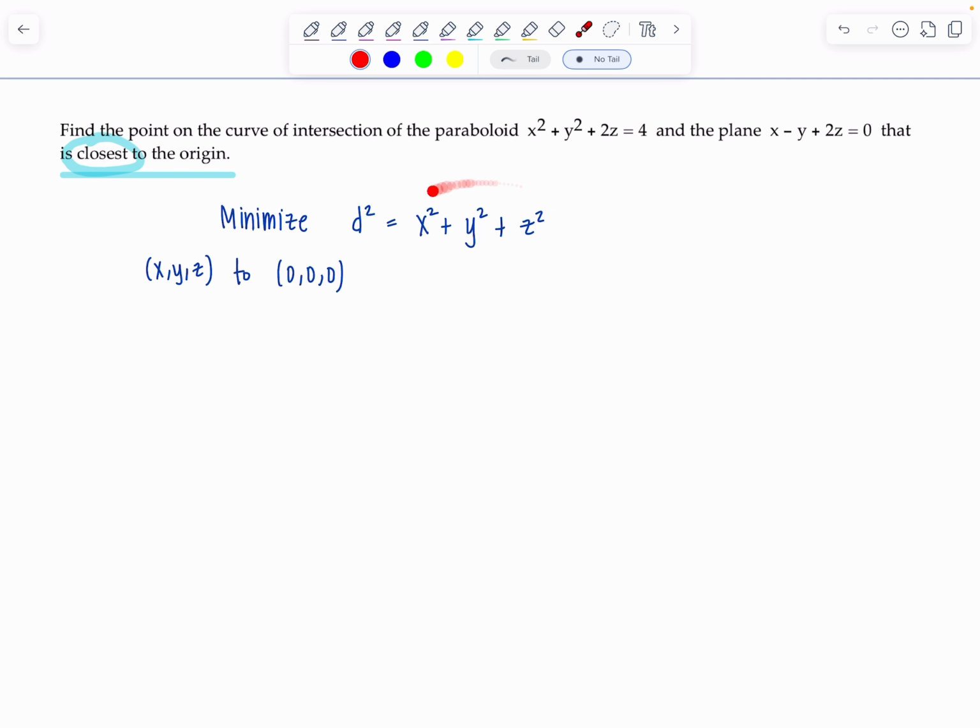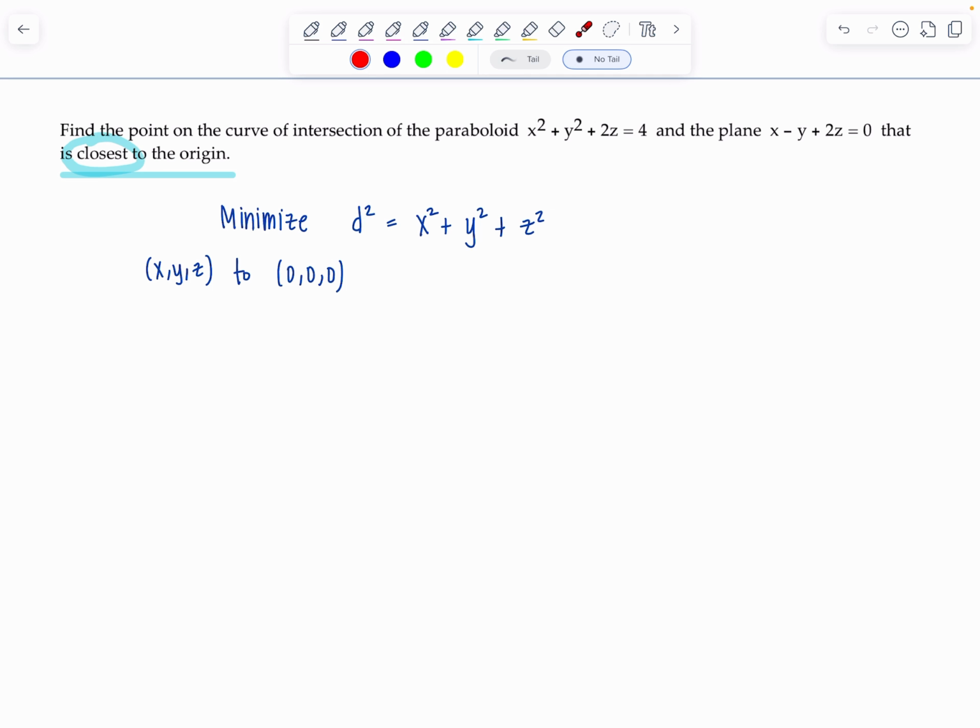So this would be my function, f. And then I would have two constraints. You could call this g and h, and you would have gradient of f equals lambda gradient of g plus mu gradient of h. And then we would have a system of 5 unknowns, right? x, y, z, lambda, mu.